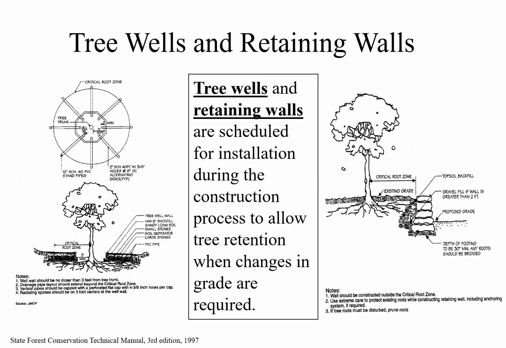Tree wells and retaining walls are scheduled for installation during the construction process to allow tree retention when changes in grade are required. The graphic on the left is for a tree well that is used when the grade is raised using fill. The graphic on the right is a retaining wall that is used when the grade is lowered with a cut.